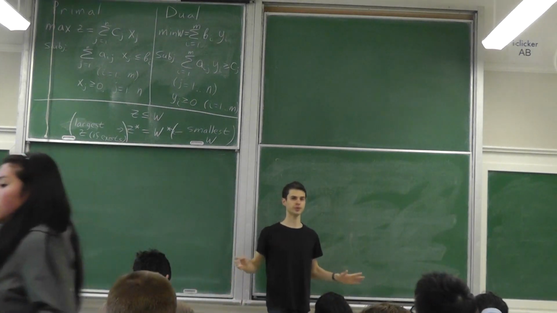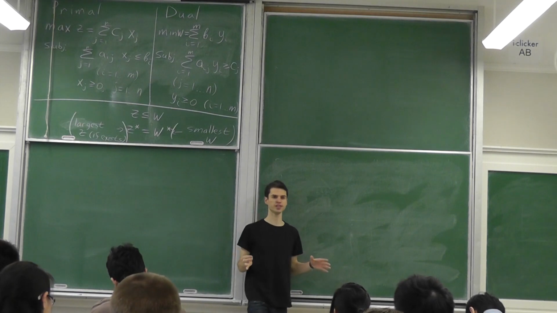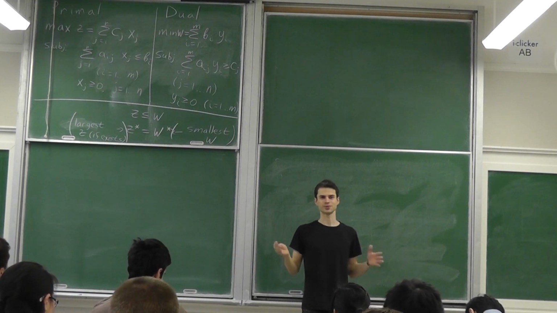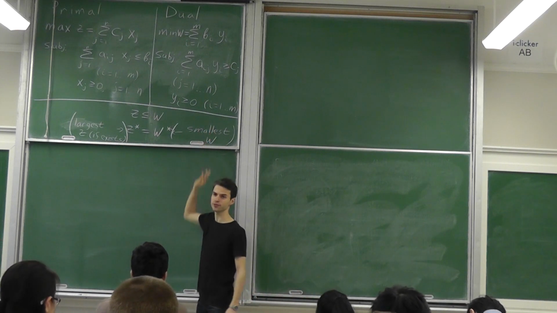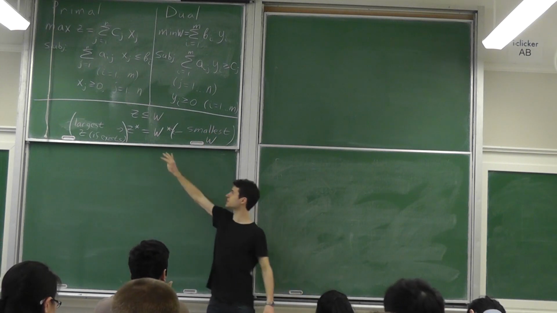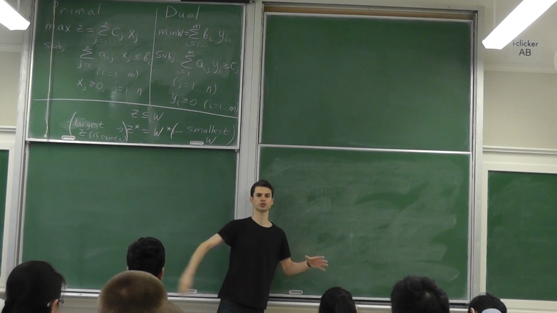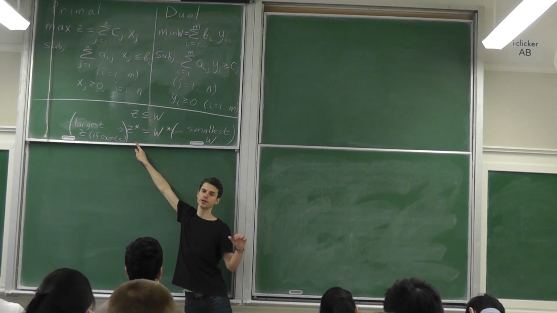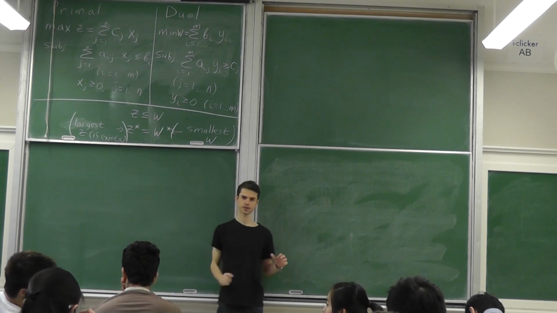So let me remind you some names. The first statement, the inequality, is called the weak duality theorem. It's weak because it doesn't tell you much. It's basically false from the definition of the dual problem. The second one is called the strong duality theorem. If there is an optimal solution to the original problem, the dual also has an optimal solution, and they are equal.